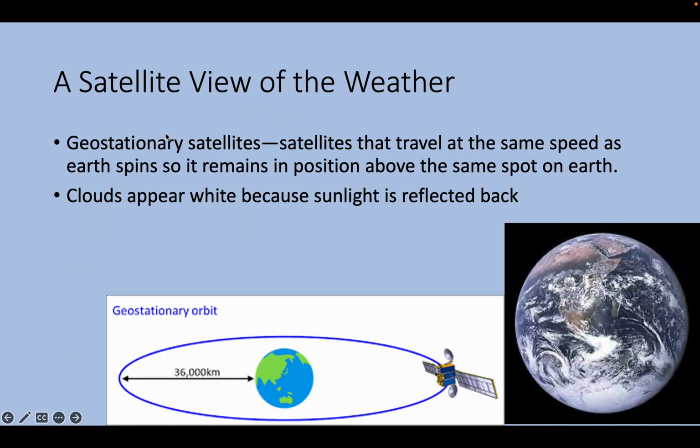Okay, satellite view of the Earth. Geostationary satellites are satellites that travel at the same speed as the Earth spins, so they remain in the position above the same spot on Earth. So if the Earth is here and it's spinning, and this satellite is also going around the Earth, this satellite is going to stay above the exact same point as this one orbits and the Earth spins. And then with satellite views, the clouds look like they're white because it's sunlight being reflected back.